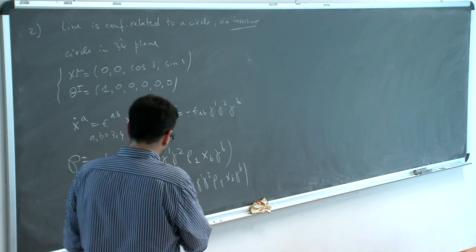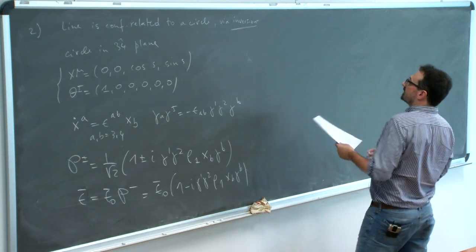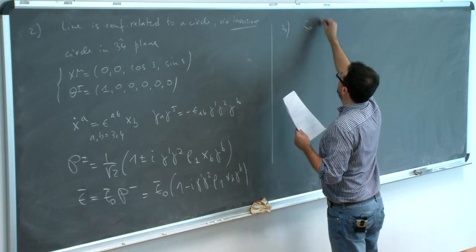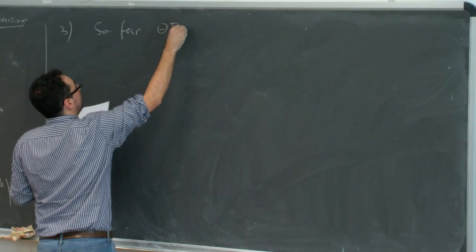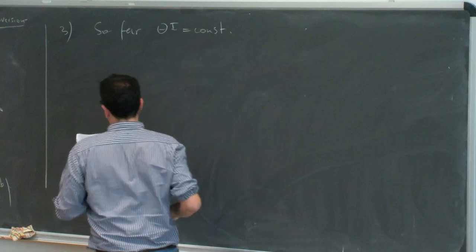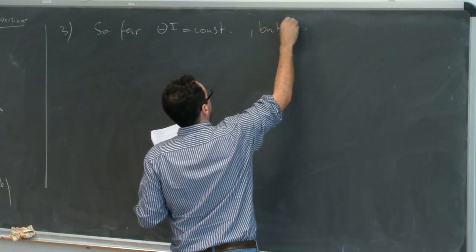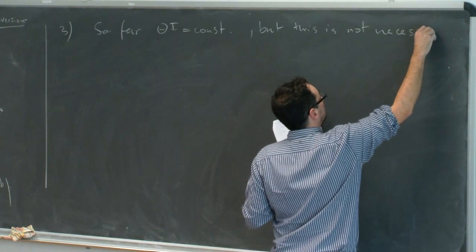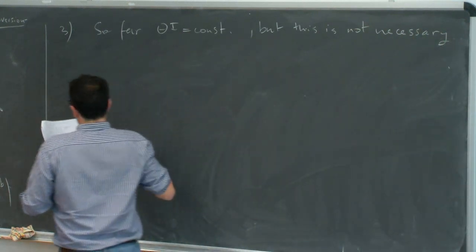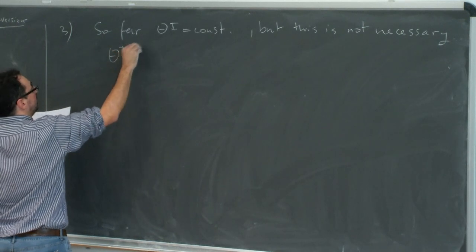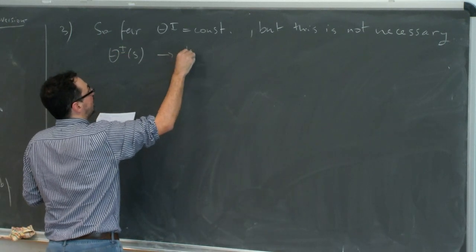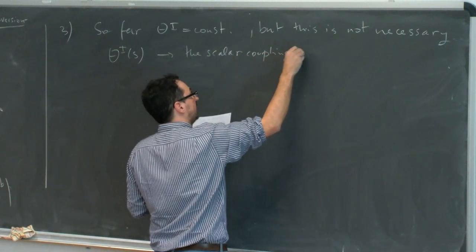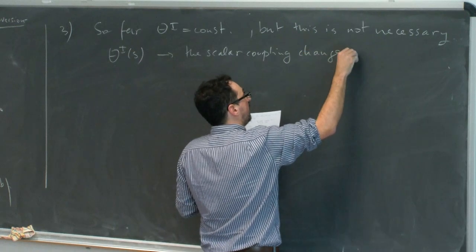Okay, so I got 2 minutes. So now let me give you a third example. So far, theta I was constant, but this is not necessary. So I can take a theta I which depends on s. So the scalar coupling changes along the loop.